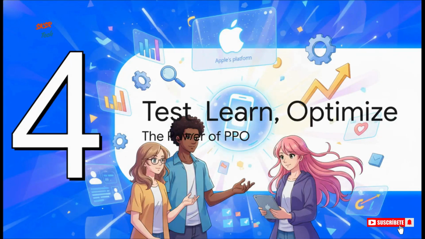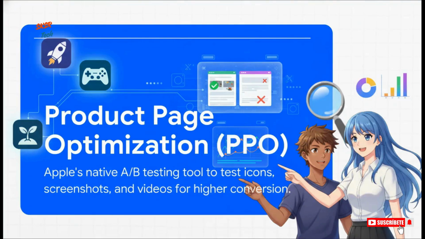Look, ASO is not a set-it-and-forget-it kind of deal. The best in the business are constantly testing, learning, and tweaking. And lucky for us, on Apple's platform, there's a really powerful built-in tool to help you do exactly that. It's called Product Page Optimization, or PPO for short. Basically, this is Apple's own tool for A/B testing your creative stuff.